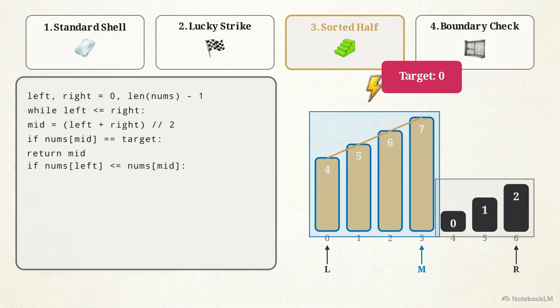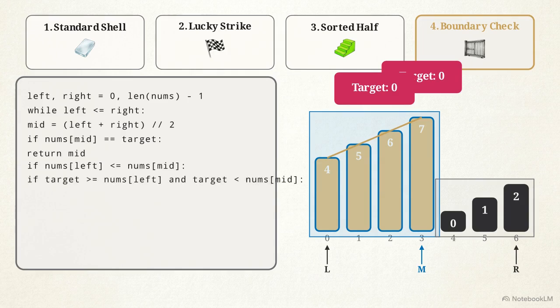Now we enter block 4, the boundary check. We treat this sorted left half like a club with a strict door policy. To enter, a target value must be between the lower bound and the upper bound. We write this nested if: target greater than or equal to nums[left], and target less than nums[mid]. We verify the target is greater than or equal to the floor, and strictly less than the ceiling.